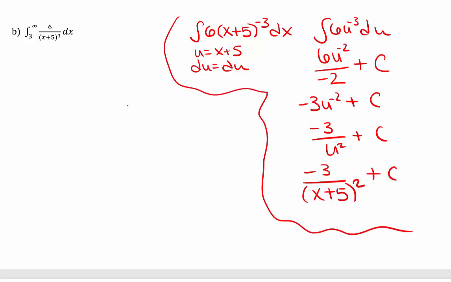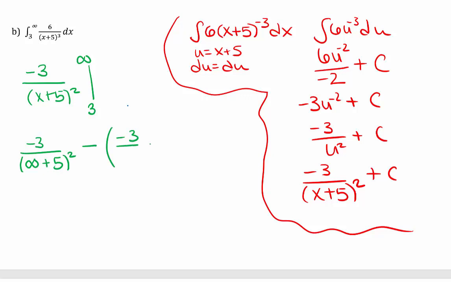Okay, so there's my antiderivative. So that means if I want to find this improper integral, the antiderivative is negative 3 over (x plus 5) squared. And I'm going to plug in 3, plug in infinity, and subtract them. Again, technically I really should be writing this as a limit, but when we find limits, we end up just plugging numbers in anyways. So I'm going to plug in the infinity, and then I'm going to plug in the 3.